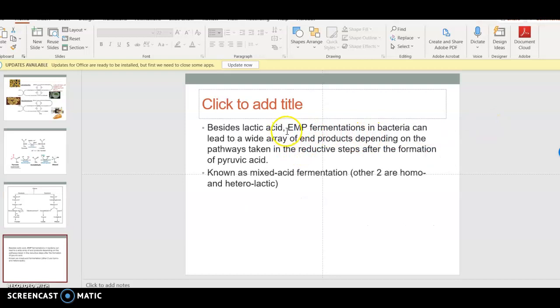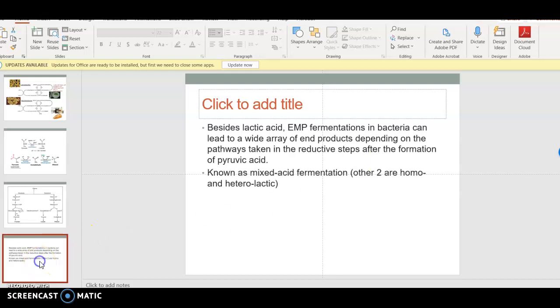Okay, besides lactic acid, EMP fermentation in bacteria can lead to a wide array of end products depending on the pathway taken in reductive steps after the formation of pyruvic acid. Okay, so the formation of other product will happen after the formation of the final product in glycolysis. Okay, so it is usually known as mixed acid fermentation. Okay, the other two are homo and heterolactic.